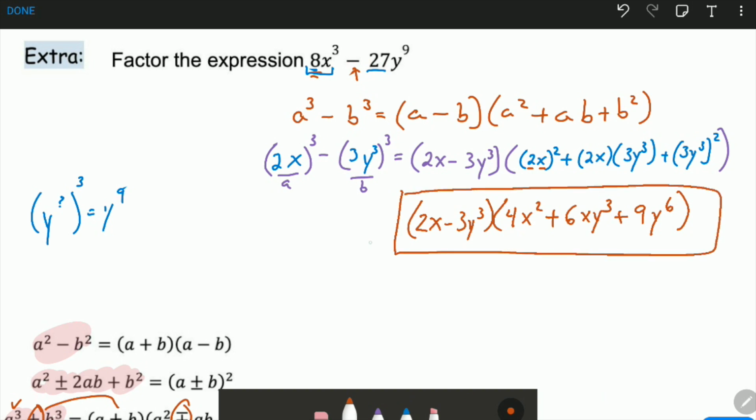And you can just skip straight to this. It just helps to write this first line out as you're first doing it.